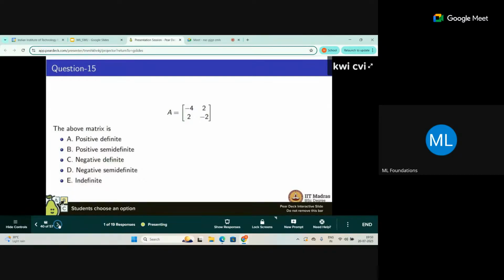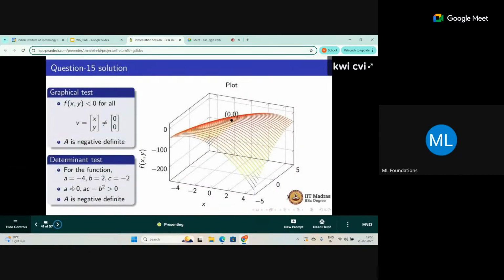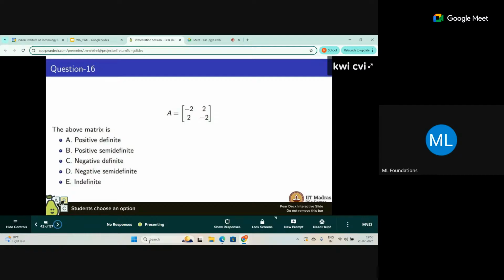It is negative definite because the determinant is greater than 0 and A is less than 0. So A is less than 0 and AC minus B square is greater than 0, so it is negative definite. What was the condition for negative definite? The entire determinant should be greater than 0, and its first value has to be less than 0. So this will look like this. It will have only one maxima. Right? Okay. What about this?